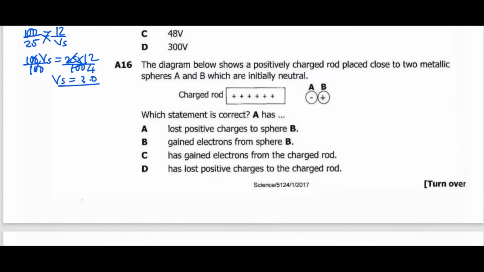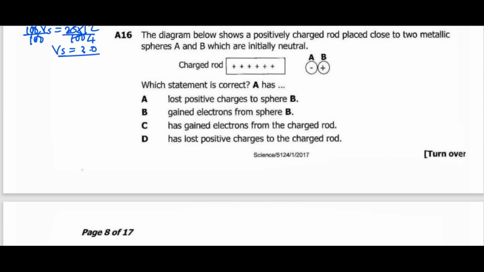Then we move on to question 16. The diagram below shows a positively charged rod placed close to two metallic spheres A and B, which are initially neutral. So at first, these two were initially neutral. If these were neutral, this means that the protons and electrons were distributed evenly. So in A, they were positive, minus, positive. Now, these were distributed evenly.